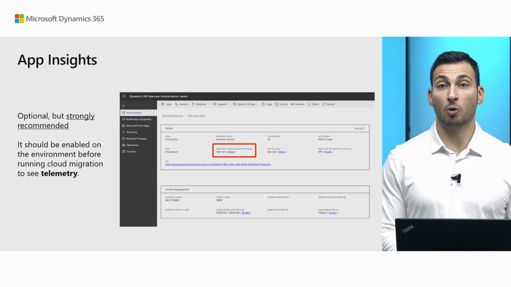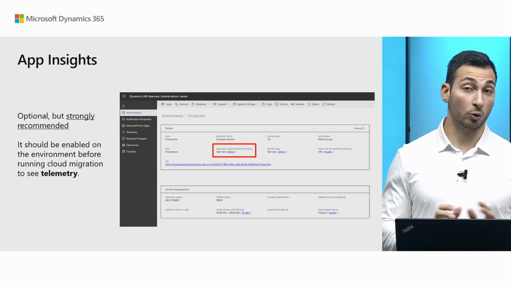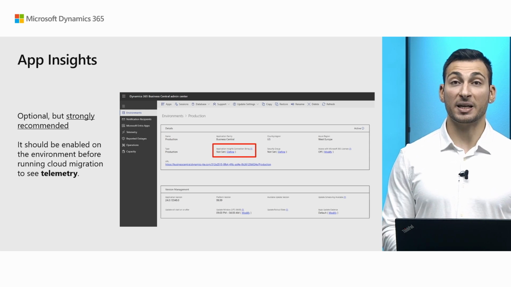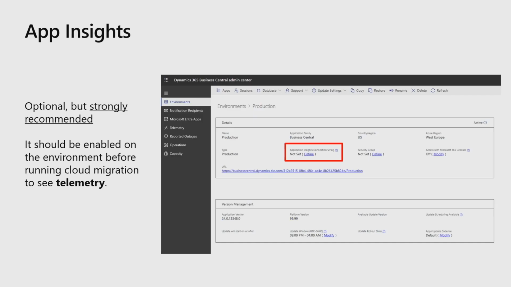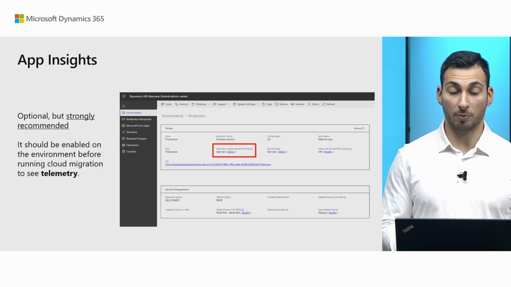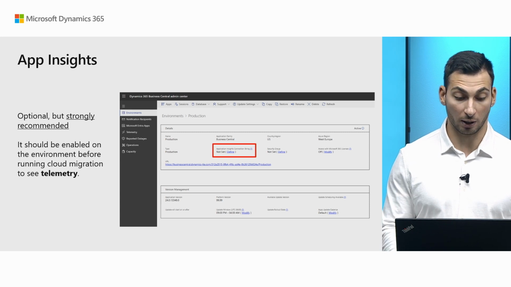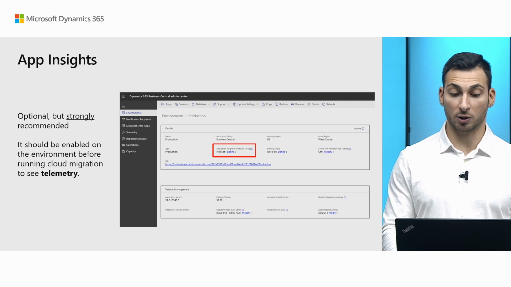Another important recommendation that we have, although optional, is to set up Application Insights telemetry on your environment. This can also be achieved from the admin center. And it is particularly important because if you do set it up, then you have telemetry available for all the flows that involve cloud migration. So we will see towards the end of the presentation some specific use cases where telemetry can actually be useful.